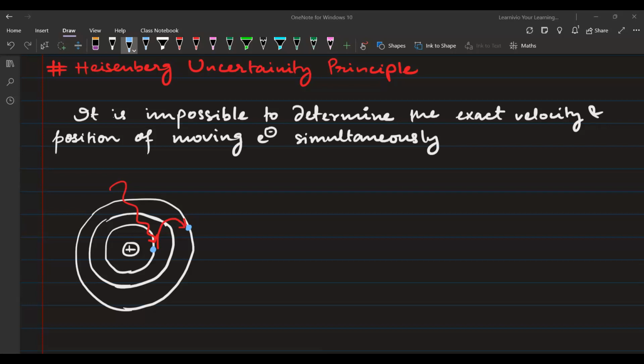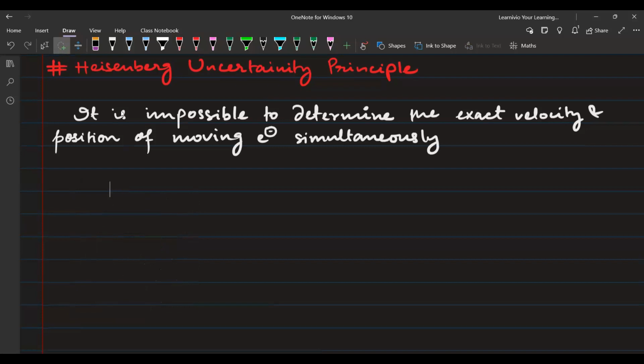And now, since we know the position, we don't know the velocity. The velocity has obviously changed. It has shifted to the third orbit, or the fourth orbit, whatever orbit it is in right now, which will have some other velocity. So simultaneously knowing the position and velocity of a moving electron is impossible. That was Heisenberg's uncertainty principle. I hope you understood with this very basic example. He got a Nobel Prize, so I hope you understand what type of experimentation was happening there.